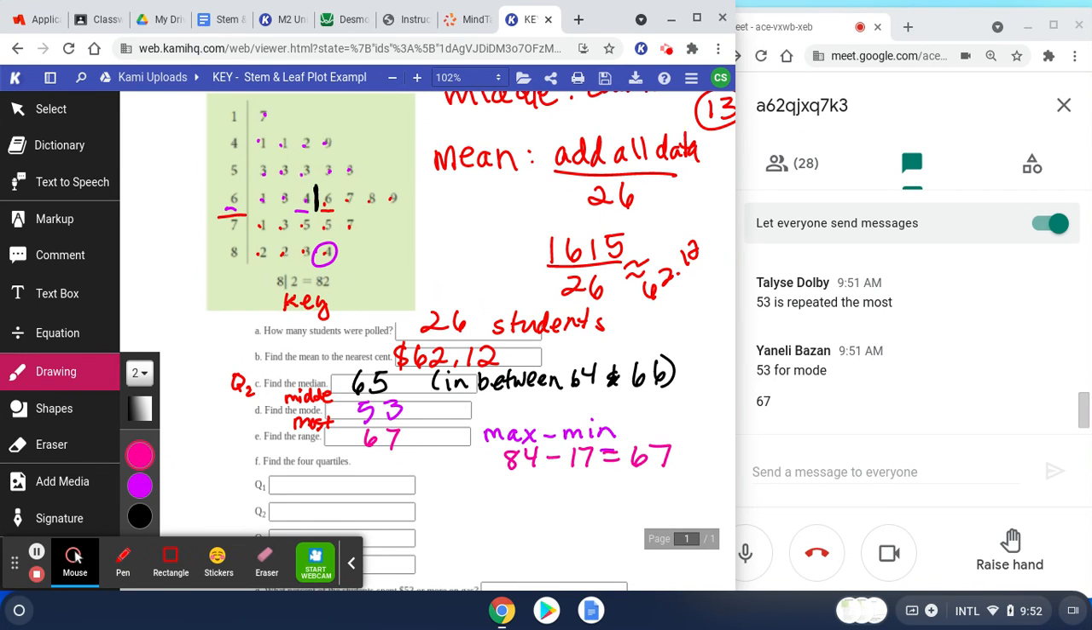Thank you. So the range of this data, how far does it go from its minimum to its maximum? It is 84 minus 17, and that is my range.